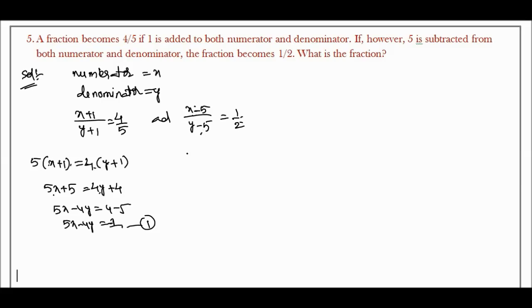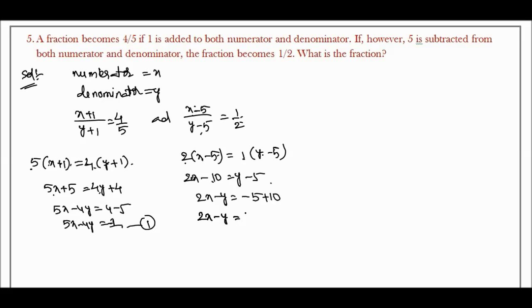So 5x minus 4y is equal to minus 1 is the first equation, and the second equation, cross multiplication: 2 into x minus 5 is equal to 1 into y minus 5. 2 into x, 2x, 2 fives are 10, is equal to 1 into y, y minus 5. So y comes here, 2x minus y is equal to minus 5 plus 10. So 2x minus y is equal to 5 is the second equation. We have to solve this.